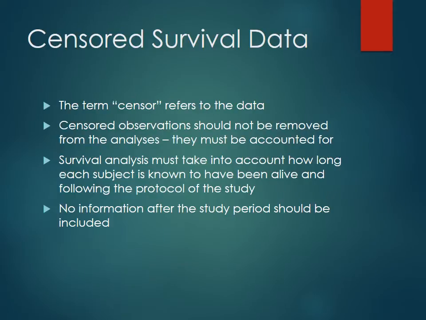So again, censored observations in general should not be removed from the analysis. That way you can still account for them and include them in your analyses to make sure you don't have any unnecessary bias in your data. And again, you need to know how long the patient's been alive for, especially in regards to the protocol of the study. All of that needs to be decided prior to actually beginning the study, so that you don't try to change things later on, because that can induce bias.